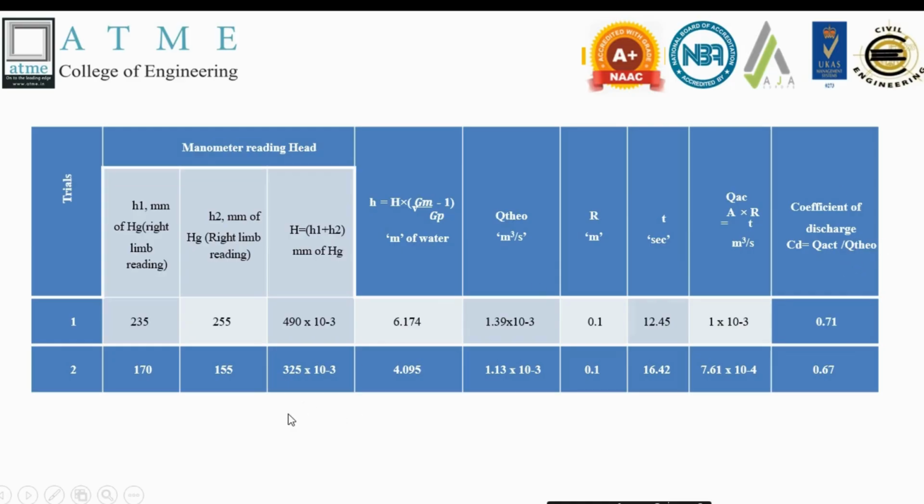Similarly, you can vary the discharge and note down the readings. For the second trial, that is medium flow, we have obtained 0.67. Similarly, you can carry out the third trial for low discharge. After carrying out the 3 trials, you can calculate the average coefficient of discharge, CD, which will be in the range of 0.71 to 0.72. You can note down here that the coefficient of discharge obtained for the orifice meter is a little bit lesser compared to the venturi meter.